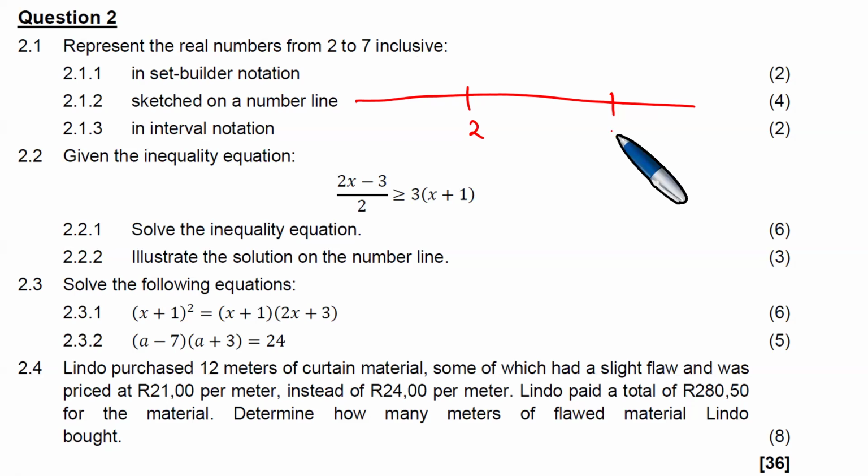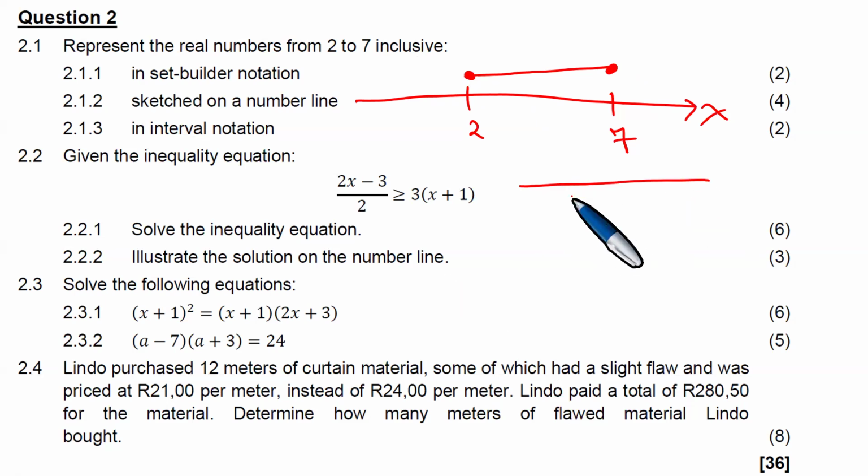From 2 to 7, we can just put the numbers we want, inclusive, like this. 2 to 7 like that. You get the point? Yes. This is how we could do it on the number line, but we know very well that there are other ways, like 2 to 7, and then you can have this.